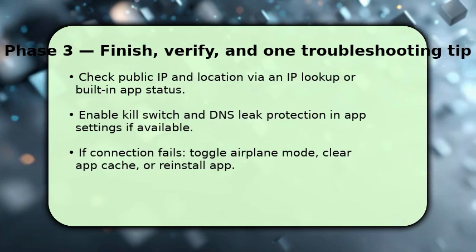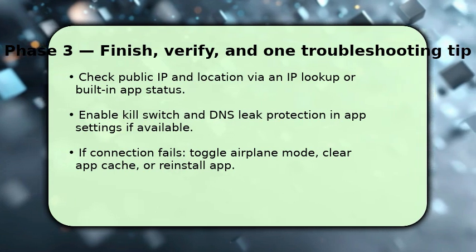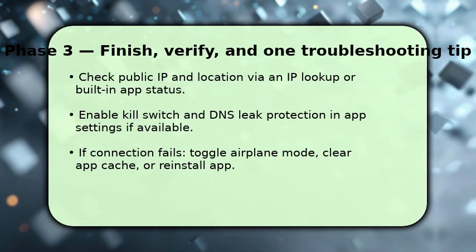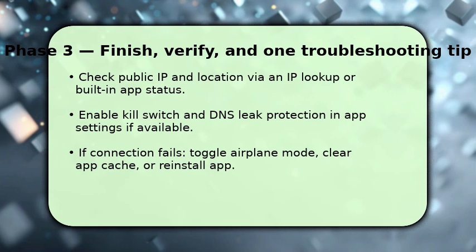Finally, verify the connection. Open the VPN app and confirm the displayed IP and server region, or use an IP lookup to ensure traffic is routed through the VPN. Once connected, enable kill switch and DNS leak protection in the app to prevent leaks.